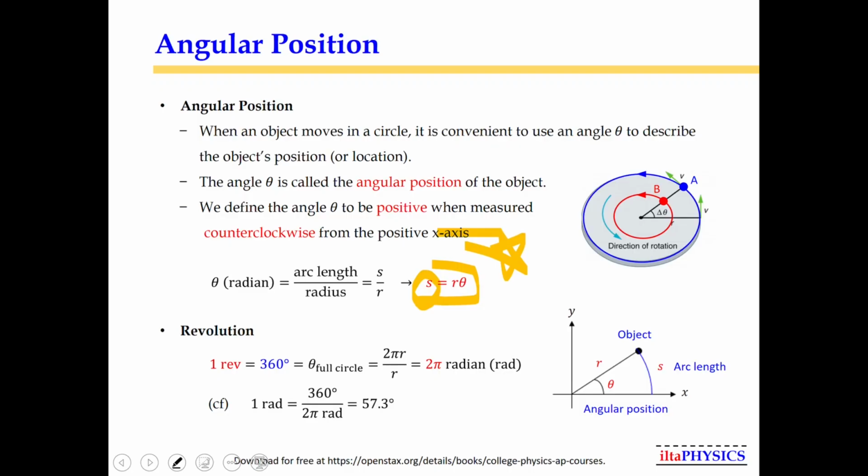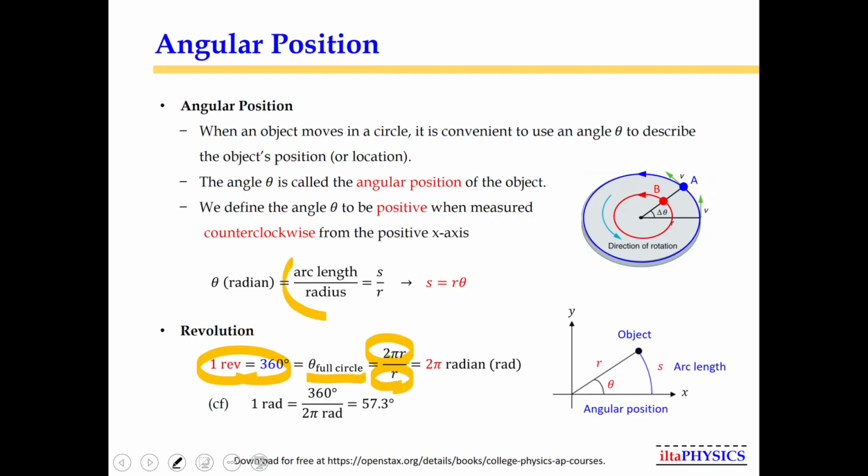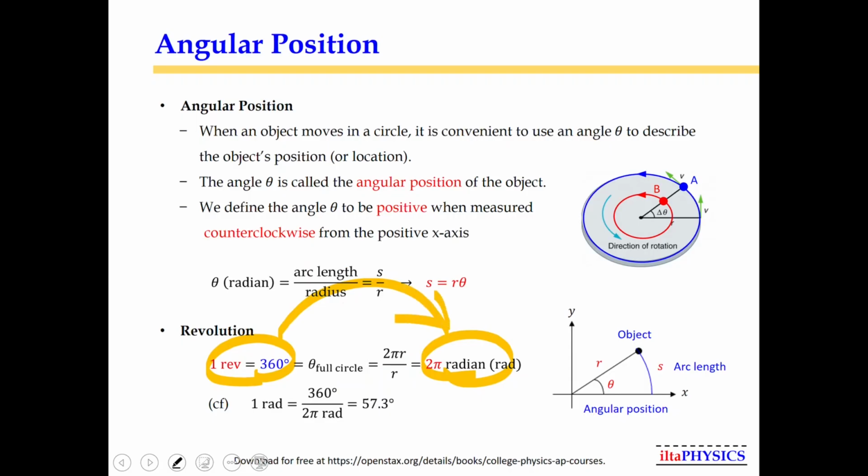Let's relate this new way of notation, the radian, to the degrees we are familiar with. As we know, one full loop of circular motion is called one revolution. In degrees, one revolution is 360. If we express this in the radians we just defined, it's calculated as the entire circumference divided by the radius, which becomes 2 pi. Therefore, 360 degrees equals 2 pi radians. Approximately, 1 radian is 57.3 degrees, or roughly 60 degrees.